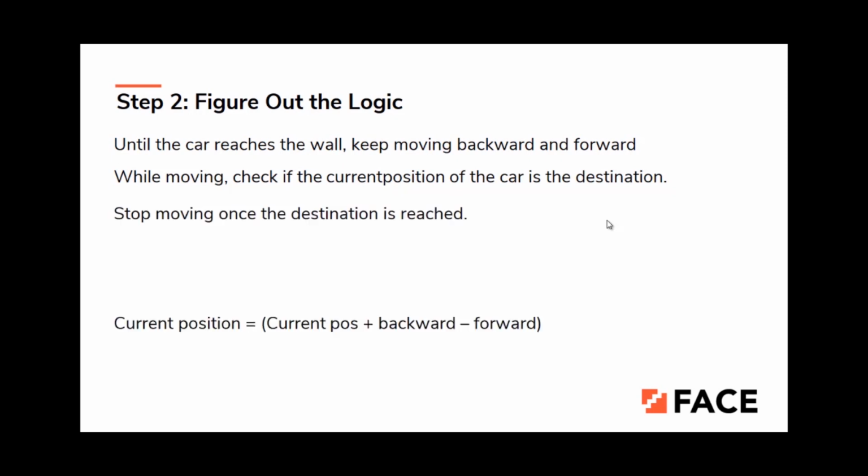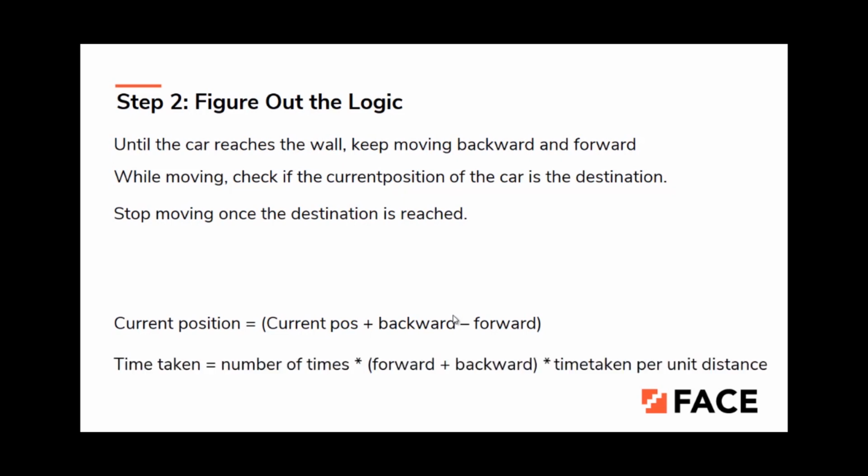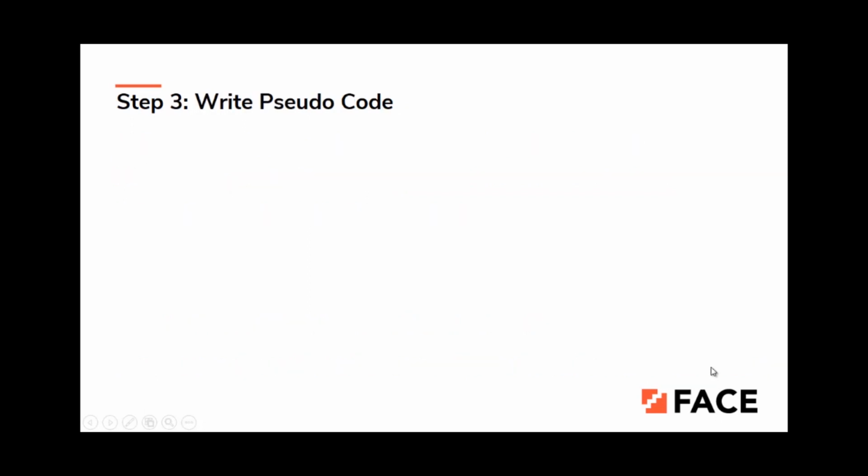Now, how will you calculate the current position? So the current position is 0, so just make it 0 here. Current position plus backward direction, so you'll move in the backward direction, and then again you will have to move in the forward direction. So the total time taken would be the number of times we are moving forward and backward into the time taken per unit distance. Now let's try to write the pseudocode for the same.